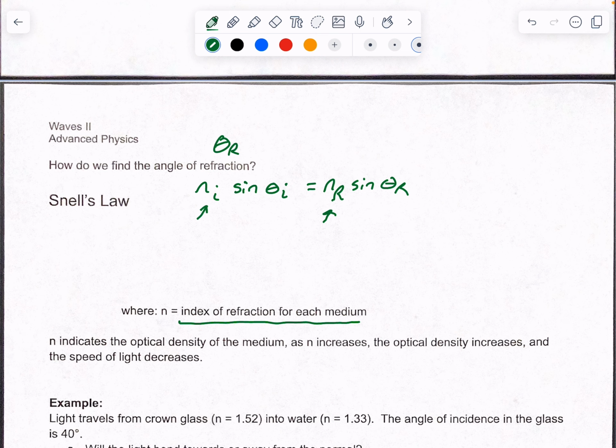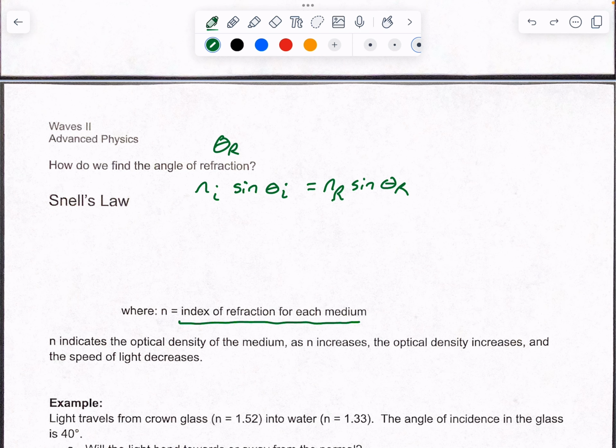I do get a lot of confusion on which one's Ni, which one's Nr. Ni is always the original medium that you came in with, and then Nr is always the new medium that you're leaving with. Okay, so we'll go over how to calculate Ni, and then sine of angle theta I. So theta I would be your incoming angle, and theta R would be your new refracted angle.